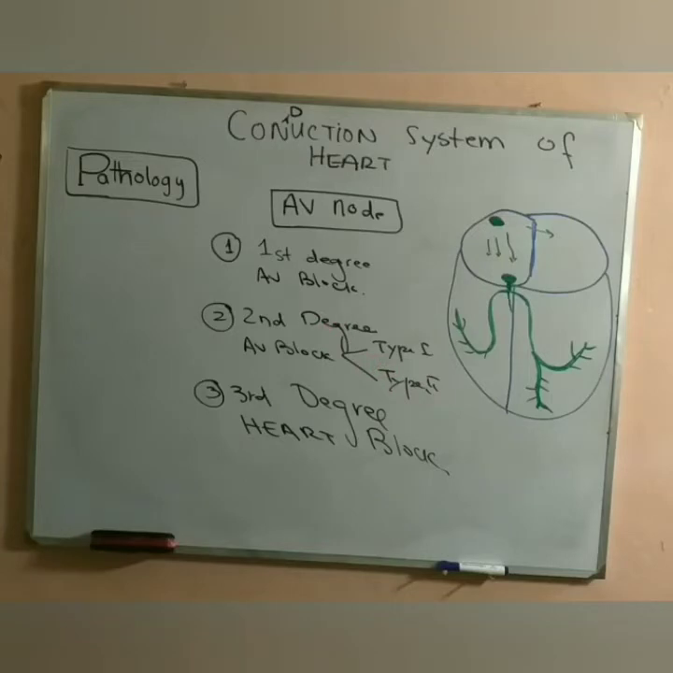And sometimes it becomes even more mad and doesn't let every second or third impulse pass through it. That is known as the second degree Mobitz type 2. And sometimes it shuts down. It stops allowing the impulse to pass through it. It starts stopping all the impulses passing through it and causes the third degree AV block. So these are the diseases related directly with the AV block.